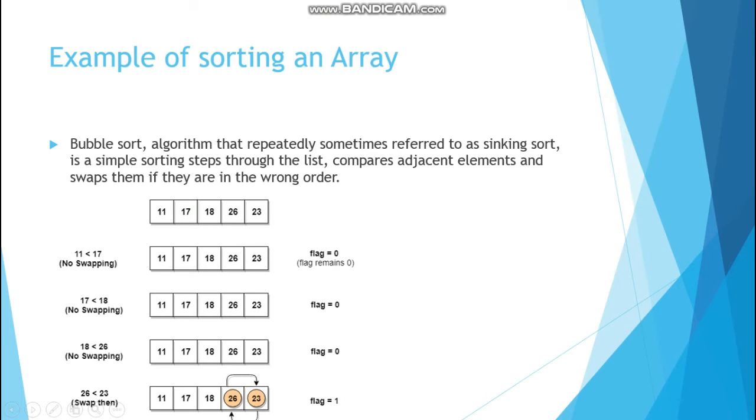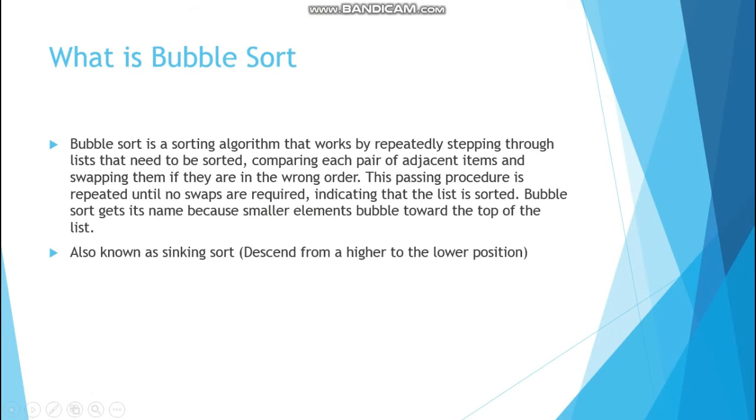But if we see the elements at the fourth and fifth positions, clearly 26 is larger than 23, so these two elements will be swapped and 23 will come to position 4. So this is how bubble sort works. And after each and every pass, the element with the largest value bubbles out at the end position of the index in an array. So let's go through the definition of bubble sort.